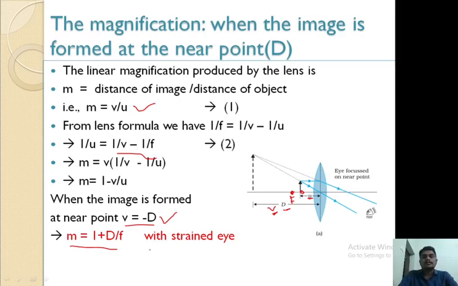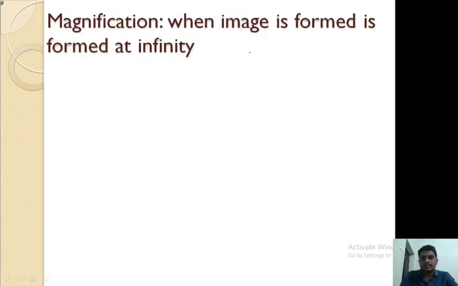Already in the previous slides I told that when the eye is focused at the near point, it causes more strain on the eye. That is why the position is said to be strained eye. This is the magnification under strained eye. Now we'll discuss one other case where the image is formed at infinity. So when the image of the object is formed at infinity, what would be the magnification?